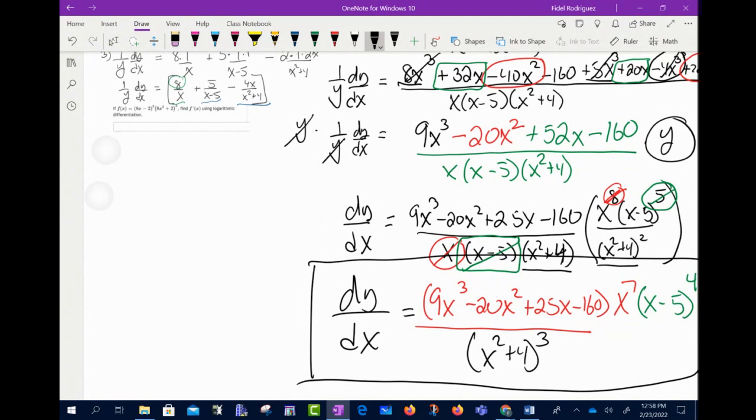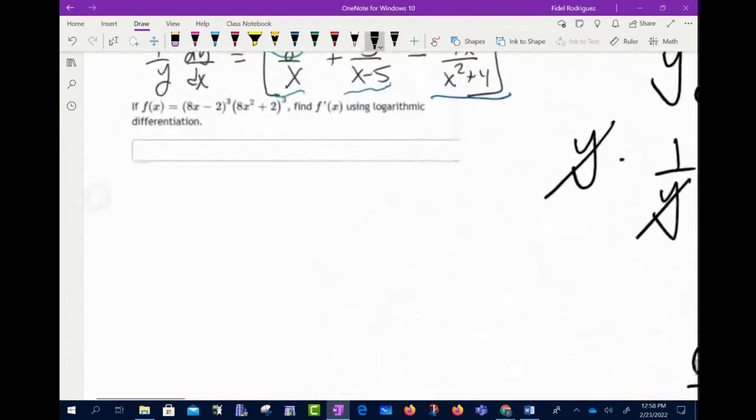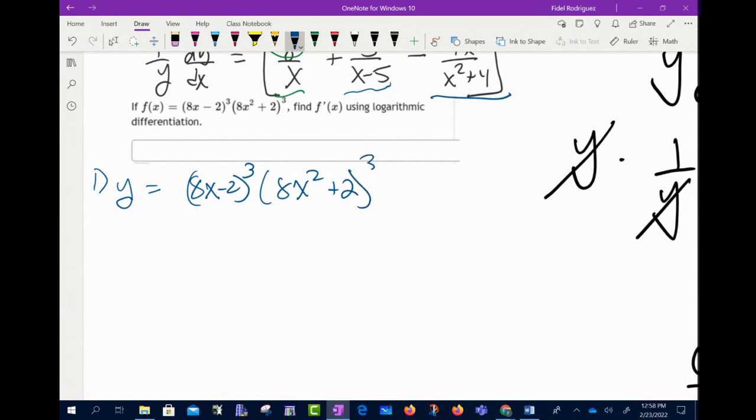All right, so guys, let's try the next one. Again, we're going to go real slow. We're going to do one piece at a time, so that we can make sure that we understand what's happening here. Okay, so look, y'all, step number one is always going to be this. y equals (8x minus 2) to the third times (8x squared plus 2) to the third. Step one, just write it with y.